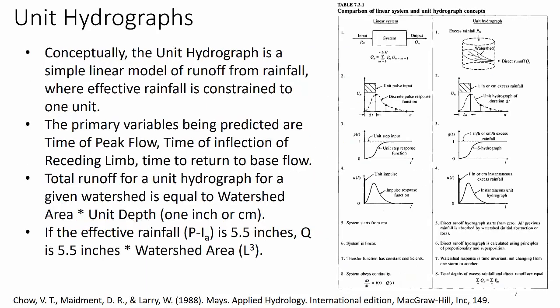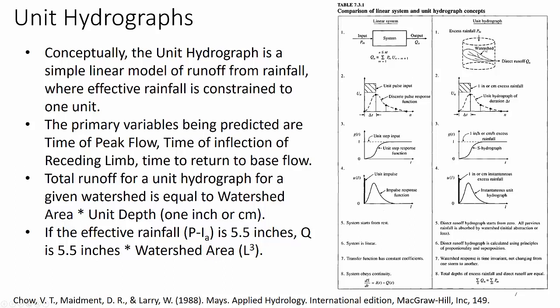Conceptually, it's a simpler linear model of runoff from rainfall, where effective rainfall is constrained to 1 unit. So if we look at input, precipitation input to the system, and then output, Q sub n, if n is less than m, then the total flow equals the sum of the precipitation times the unit hydrograph characteristics, U sub n minus m plus 1, over m equals 1. Simple enough, right?